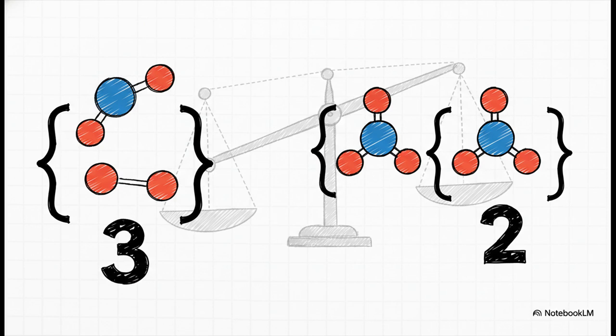The key, and I mean the key, is to count the number of moles of gas on each side. On the left, the reactant side, we've got 2 moles of sulfur dioxide plus 1 mole of oxygen, so that's 3 moles of gas in total. On the right, the product side, we have just 2 moles of sulfur trioxide.